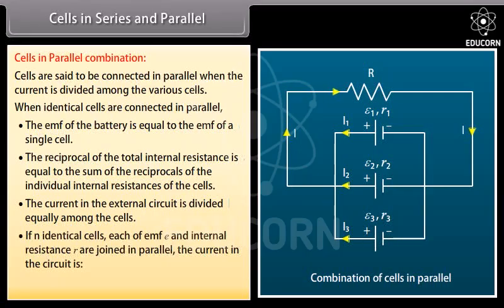If n identical cells, each of EMF E and internal resistance r, are joined in parallel, the current in the circuit is equal to nE divided by (nR + r).